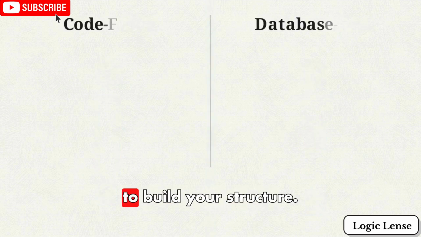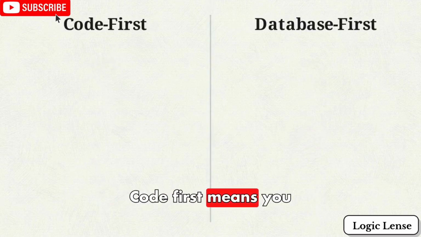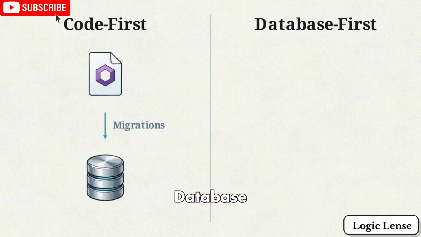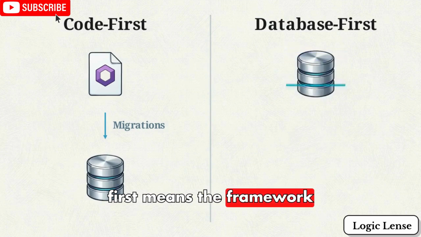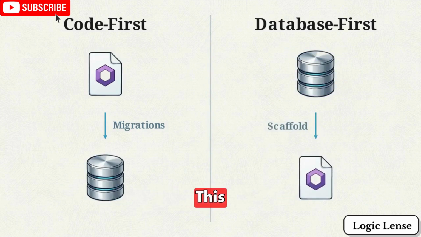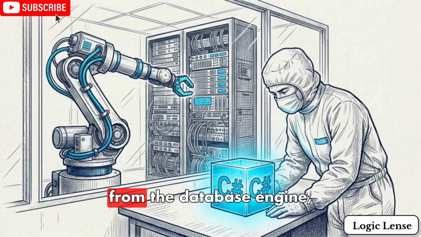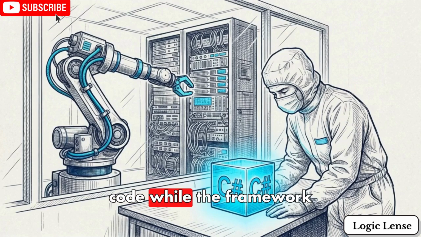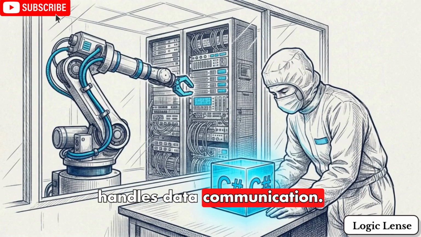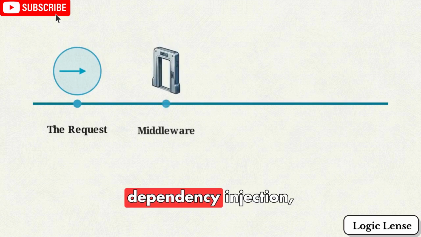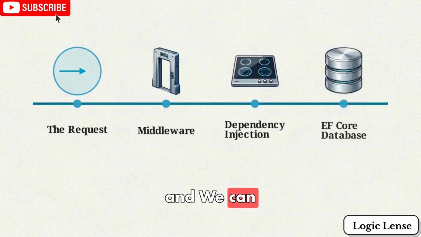You can also choose how to build your structure. Code first means you write the C# rules and the framework builds the database for you. Database first means the framework looks at an existing database and generates the code to match it. This separates your application logic from the database engine, allowing you to focus on your C# code while the framework handles data communication.